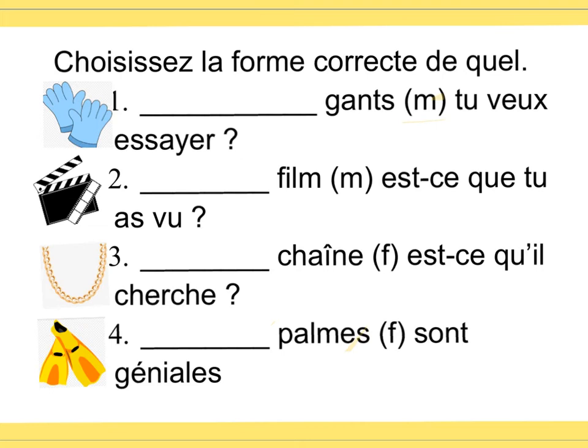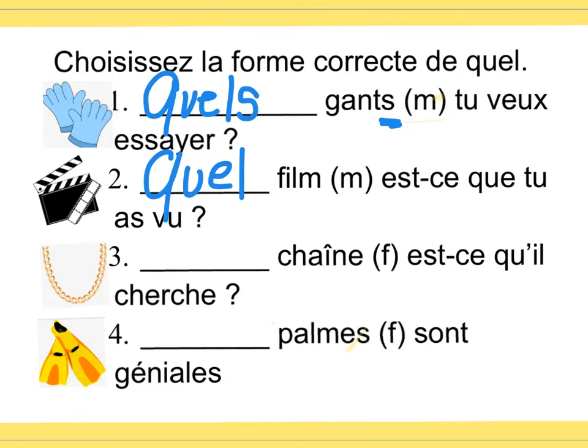So with gant, we know that it's masculine, and we also see that it has an S over here. So we have to choose the plural form of the masculine. So quel is masculine, and to make it plural, we add that S. Quels gants tu veux essayer? Which gloves do you want to try on? Okay? And in number 2, we don't see any S here, and we know that it's masculine. So we don't have to add an S to that quel. We just use the masculine form quel, Q-U-E-L. Quel film est-ce que tu as vu? What movie did you see?